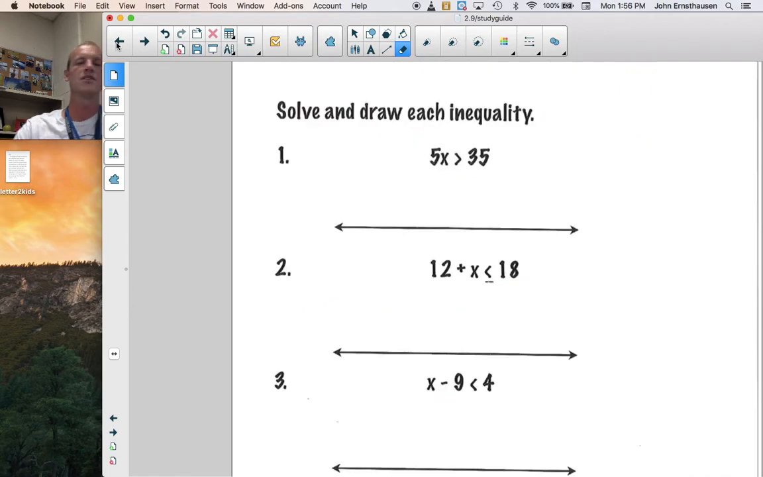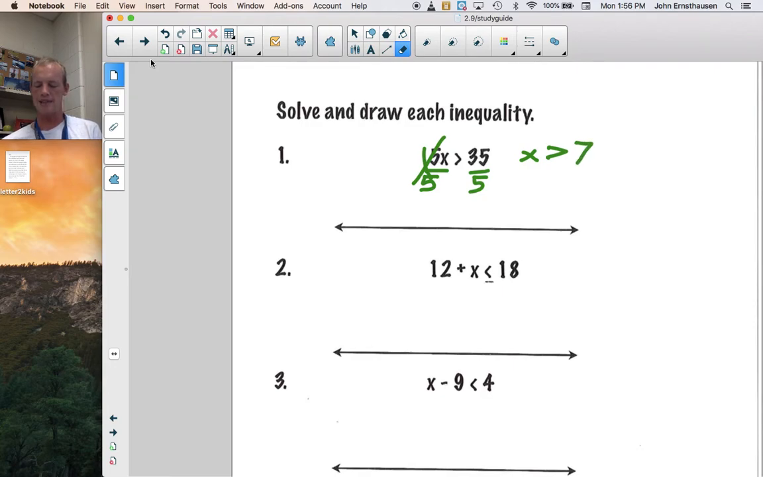And I think the easiest thing to do on these is going to be to work through these together. So number 1 says 5x is greater than 35. It says solve and draw. Well, we're going to solve this just like an equation. So what I want you guys to do with me on the back is to do the inverse, because we want to get our variable alone. And we get x is greater than 7.